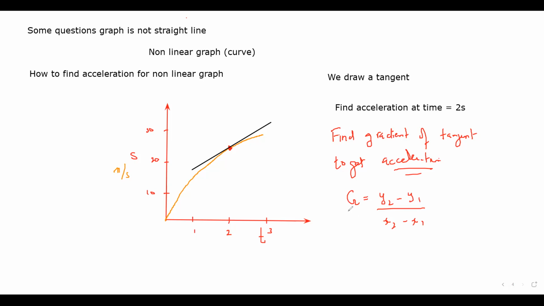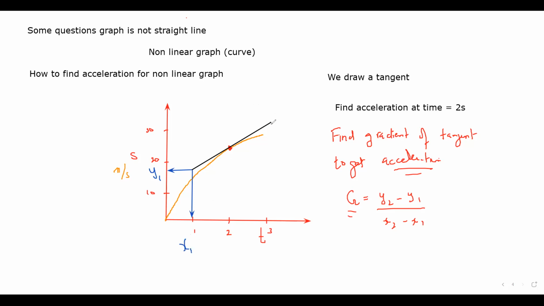So the formula for finding the gradient is y2 minus y1 divided by x2 minus x1. This is a formula to calculate a gradient. But what is y1, what is y2, what is x2 and x1? So the first point of a tangent, this bottom point on the y-axis, is called y1. And the first point of a tangent on the x-axis, where the line touches the x-axis, is called x1.